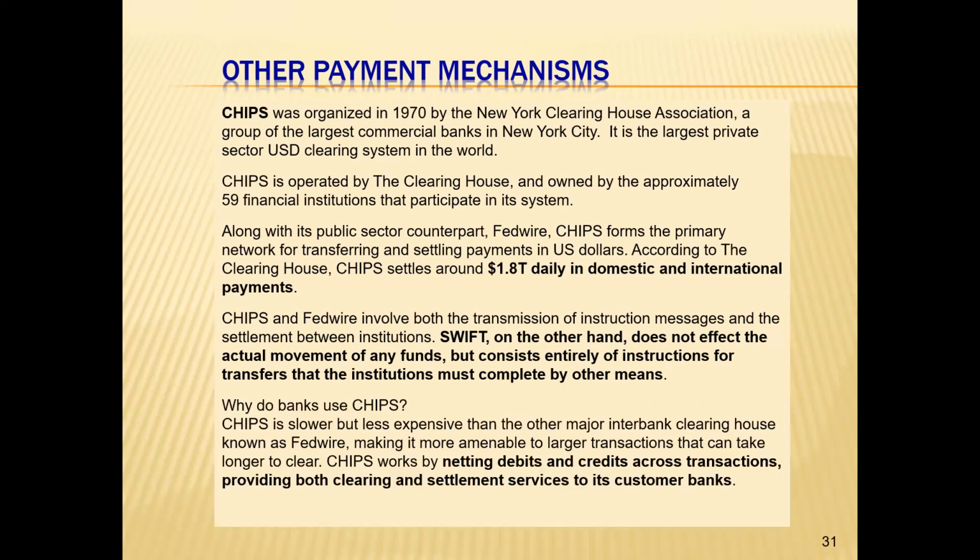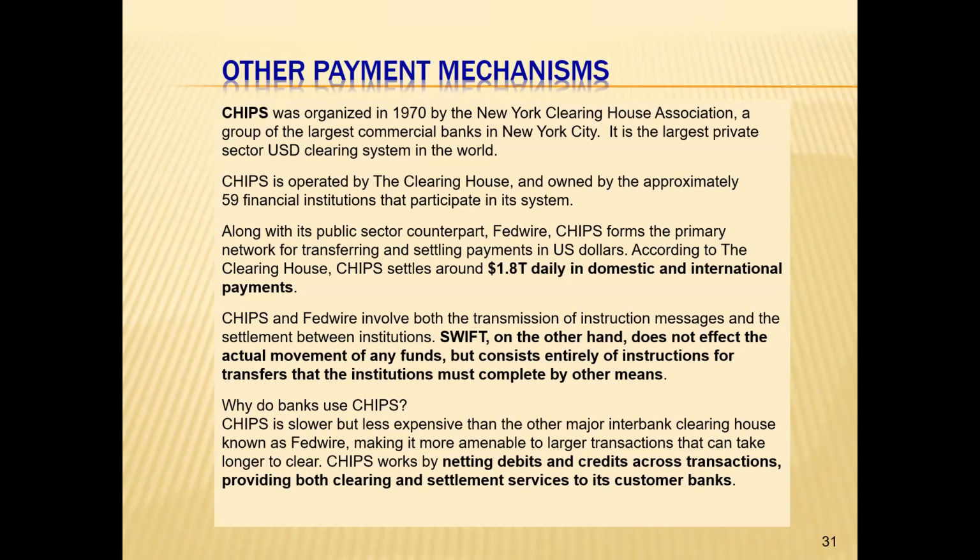Okay, why do banks use CHIPS? CHIPS is slower but less expensive than the other major interbank clearinghouse known as Fedwire, making it more amenable to larger transactions that can take longer to clear. CHIPS works by netting debits and credits across transactions, providing both clearing and settlement services to its customers' banks. So CHIPS nets out transfers.